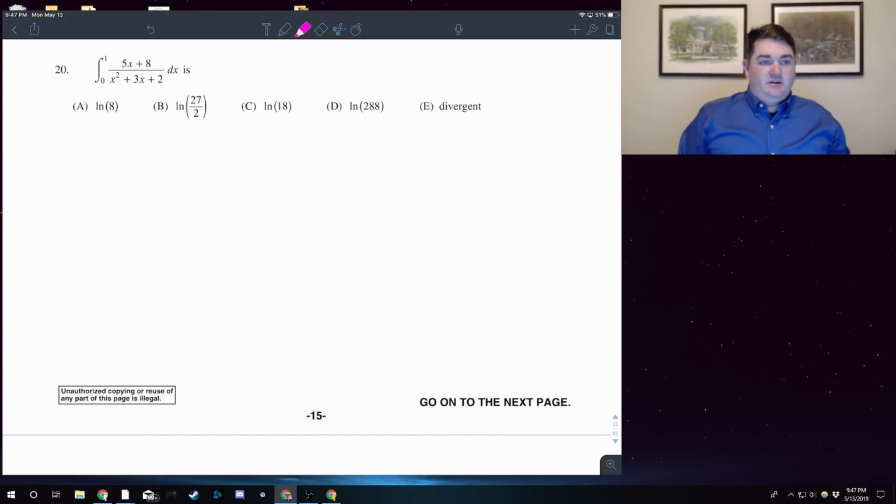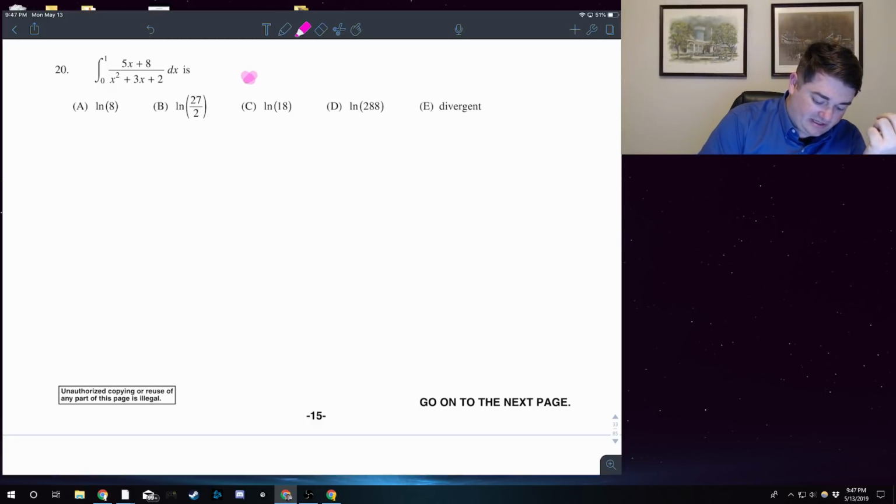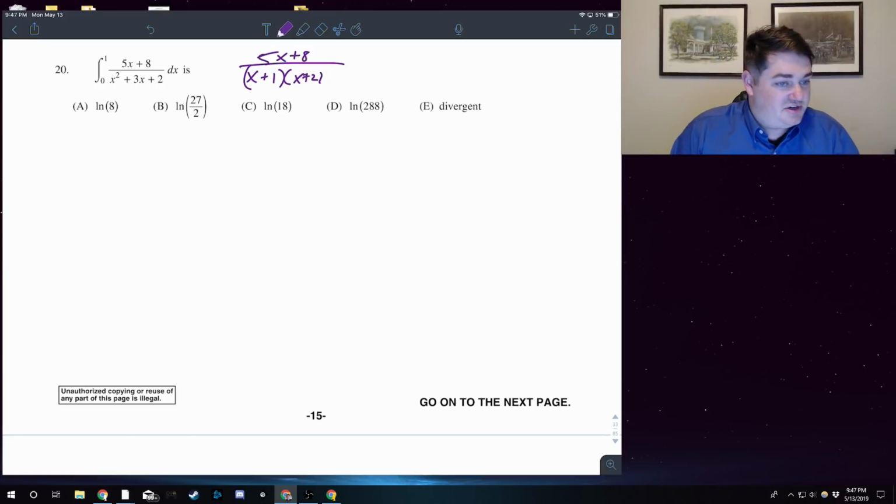What's going on here? Got 5x plus 8 over x squared plus 3x plus 2. It's not a U sub. So what's the next thing you try? Does that denominator factor? Yeah. I've got x plus 1 times x plus 2 in the denominator. If that denominator factors, you can bet it's partial fraction decomposition.